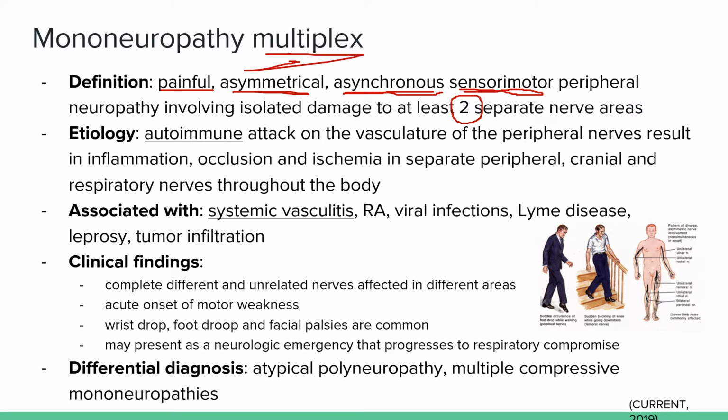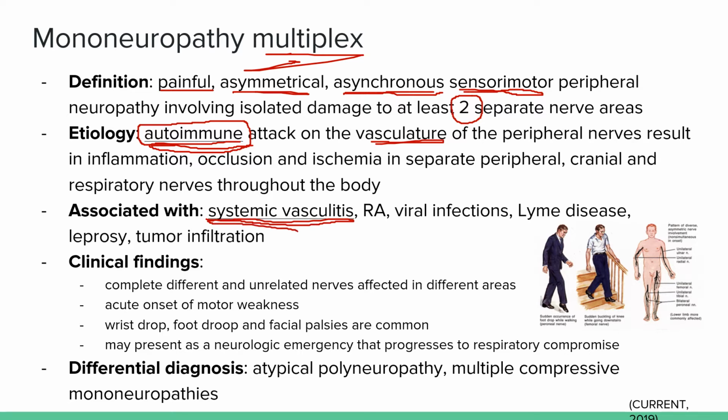The etiology is an autoimmune attack to the vasculature of the peripheral nerves, resulting in inflammation, occlusion, and ischemia in separate peripheral, cranial, and respiratory nerves throughout the body. So it's an autoimmune disease, but it doesn't attack the nerves as such, but the vasculature. So because of this, the disease is associated with systemic vasculitis. So it's important to keep this in mind.